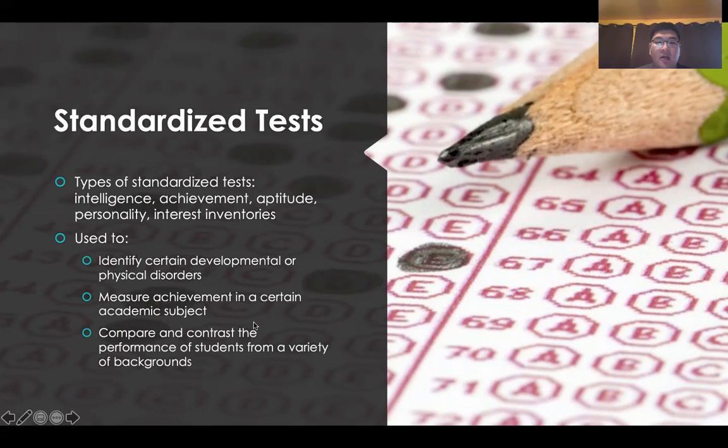And then finally, to compare and contrast the performance of students from a variety of backgrounds. So we can see whether or not students from a certain area or a certain school are performing differently than other students from different areas or maybe a different schooling environment. And then compare and contrast to see why there are differences, how can we maybe bridge the gap between the two, how can we improve the systems overall.